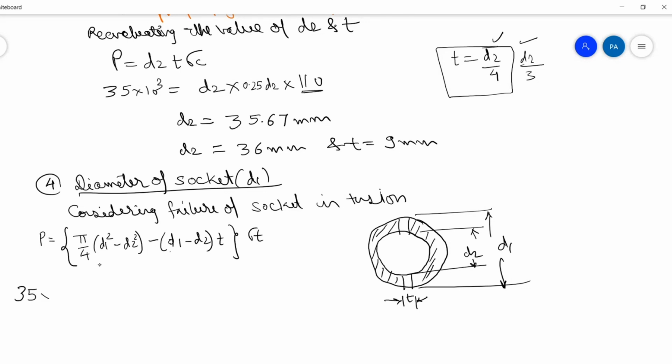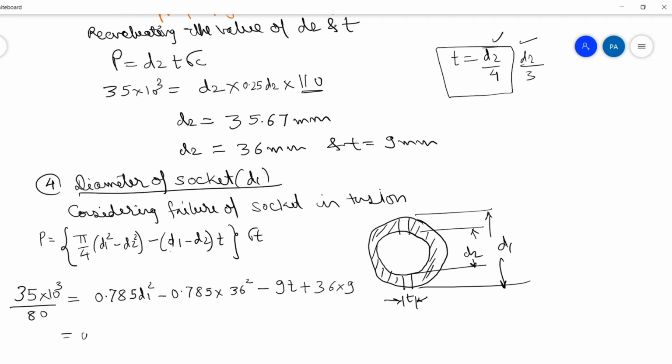Substitute the value, it will be 35 into 10 raised to 3 divided by 80 equal to 0.785 D1 square minus 0.785 into D2, which is how much? 36 square, minus D1 into T. D1 is how much? Unknown. So it will be D1 T. Instead of T we can write 9. So minus 9T, minus minus will become plus. This is 36 into 9.